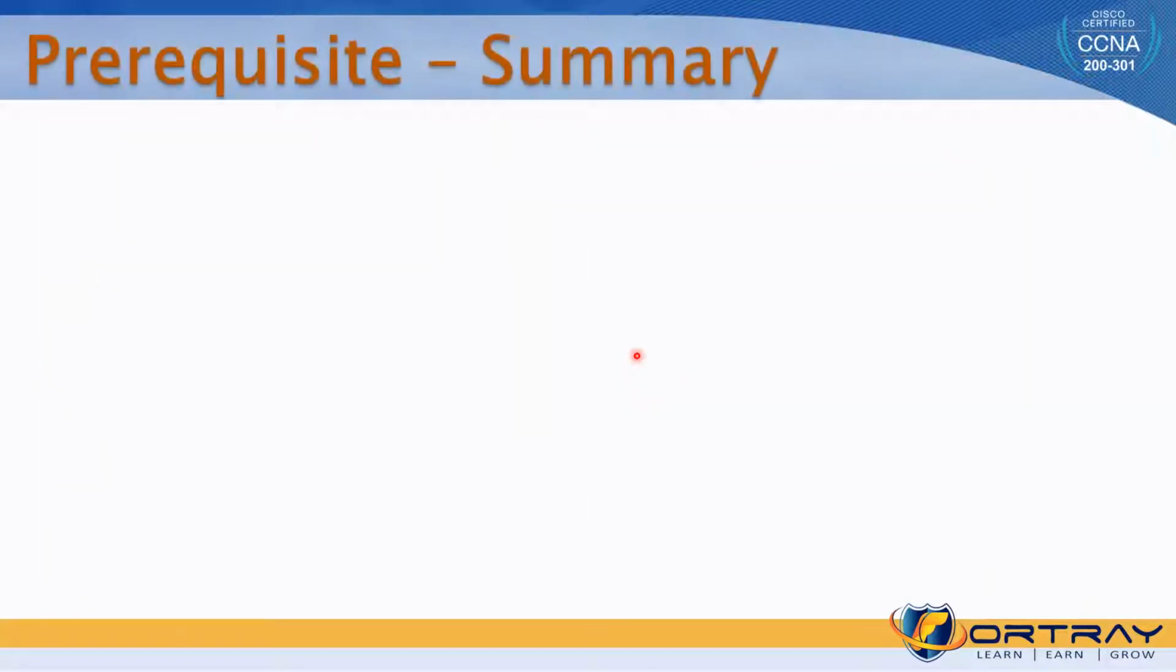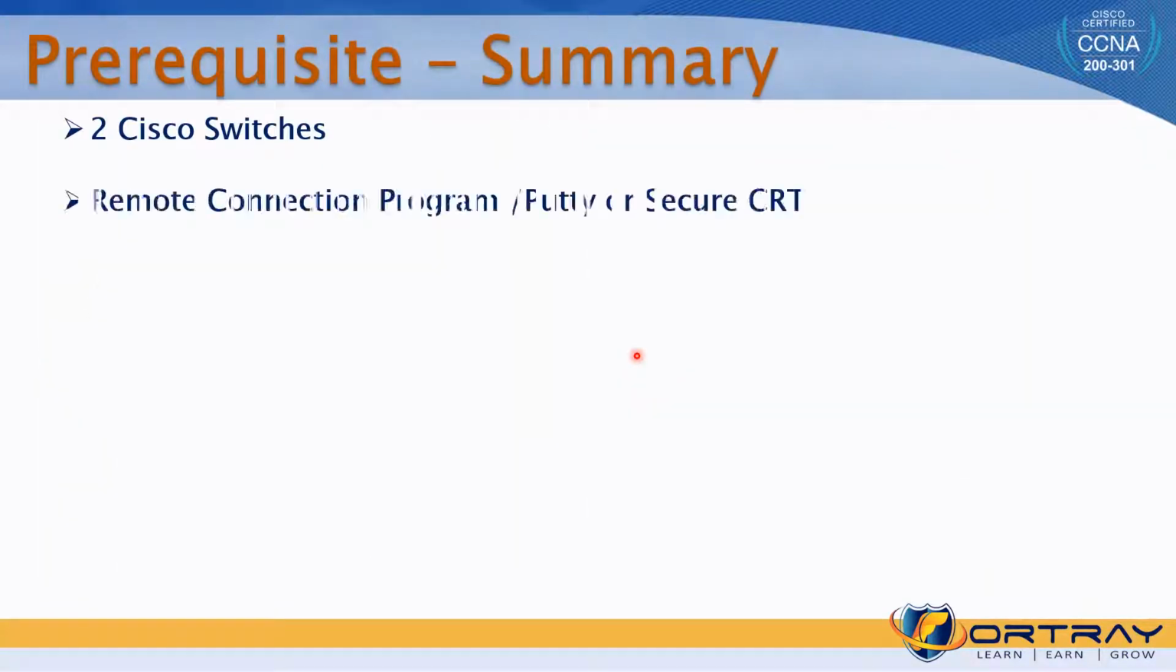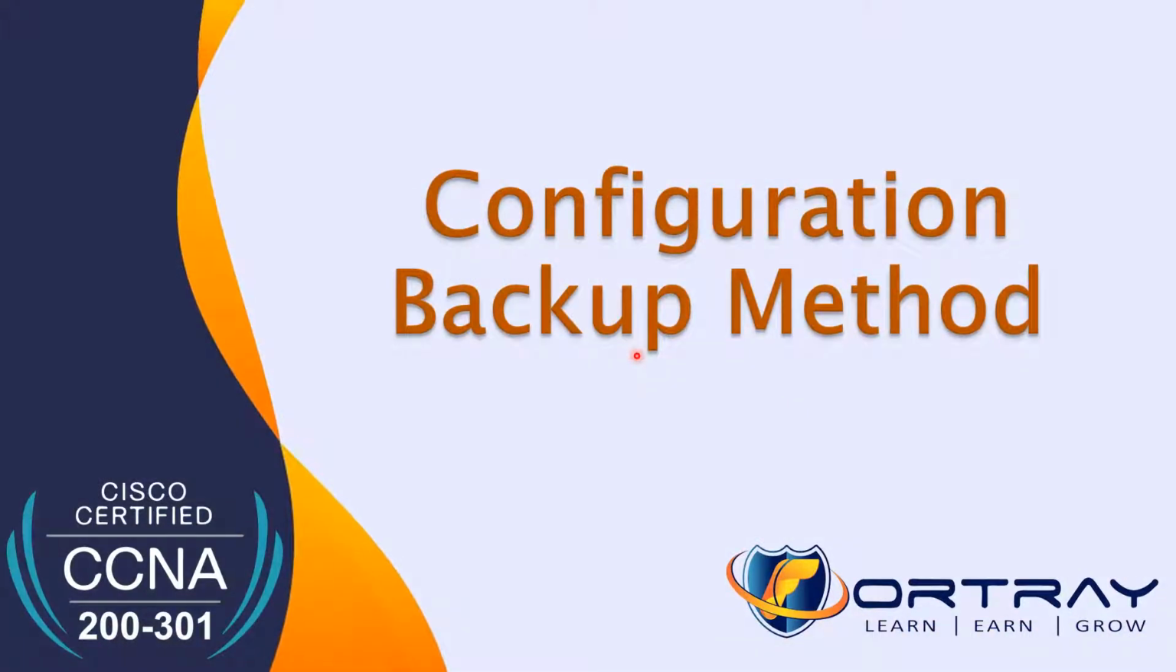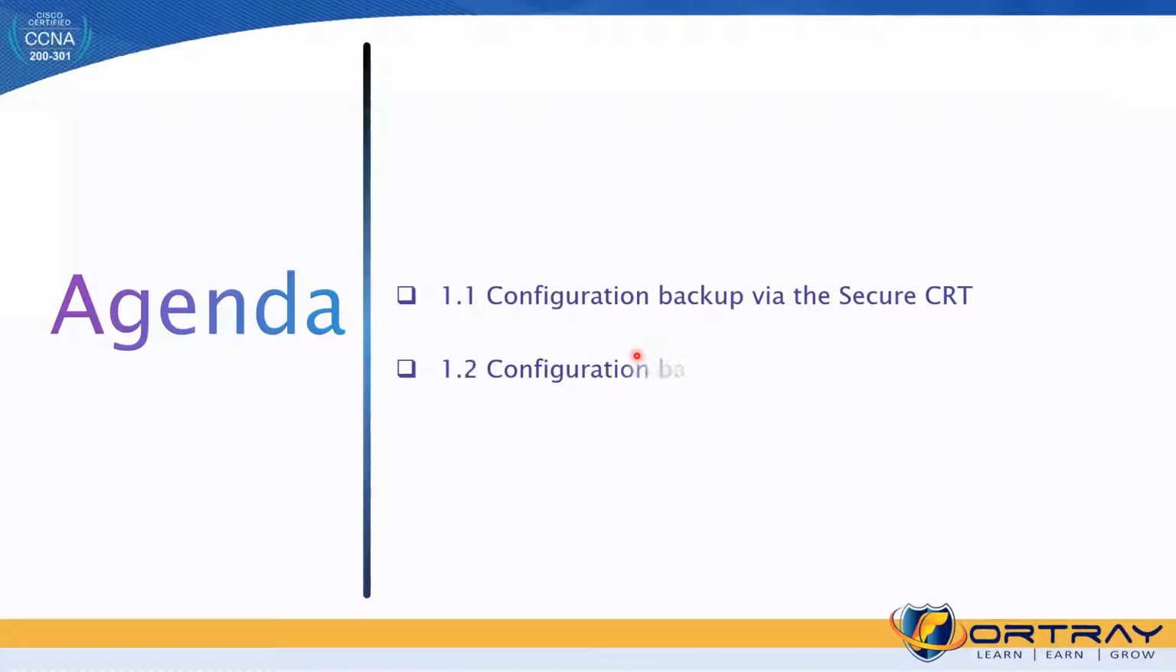So again, the steps are: we need two switches, a remote connection, a laptop with a network connection, the network topology to understand, and we need to test that we can ping them as well. We need the TFTP server along with the PC, and optionally Notepad as well. So let's go through how we can take the configuration backup. There are two methods we will be using: one configuration via SecureCRT and one via the TFTP server. In this video, we will be using both methods.